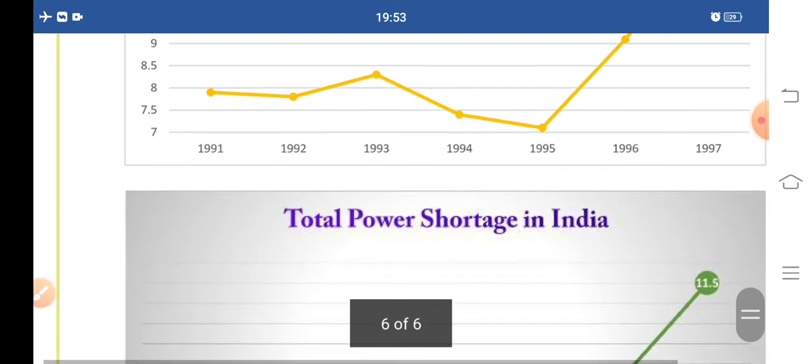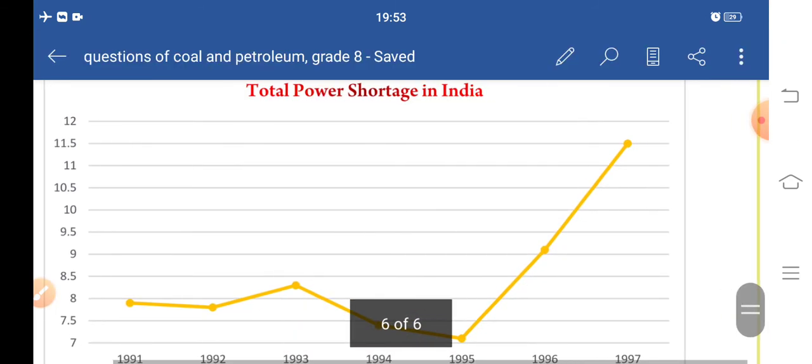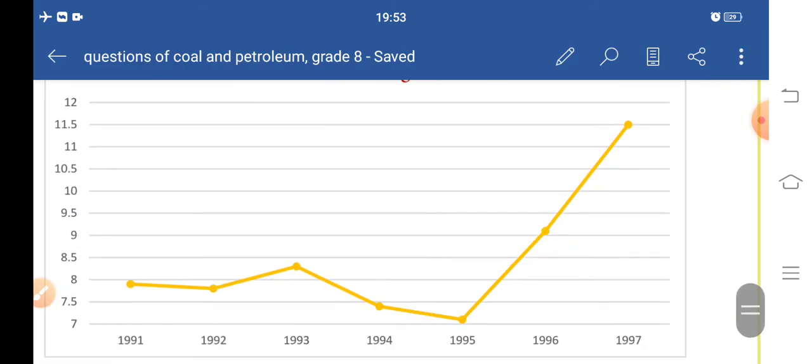So the graph will look like this only. Okay, so this is the total power shortage in India. So it is getting increased. The power shortage is getting increased over the years because the consumption rate is getting increased.